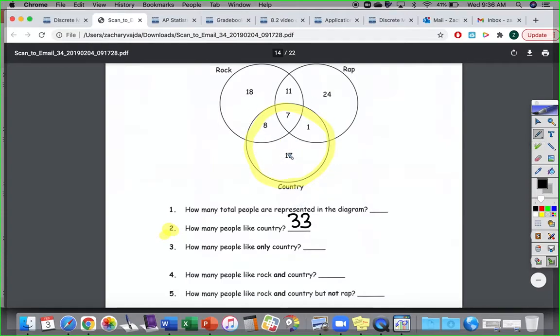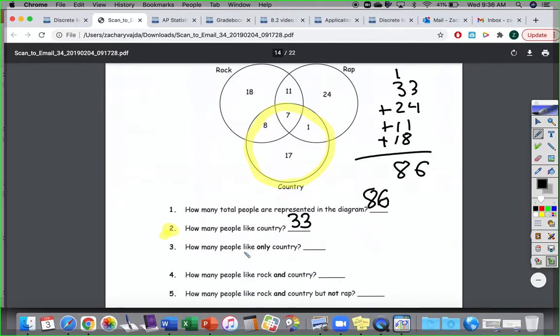How many total people are represented in the diagram? Well, I guess we should just finish counting. We had 33 here. 33 plus 24 plus 11 plus 18. Add all those up because I'm just adding up all the numbers. So that's 86 total people. You can only be on here once, so everyone should be 86 in total.